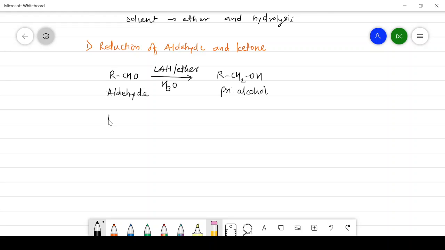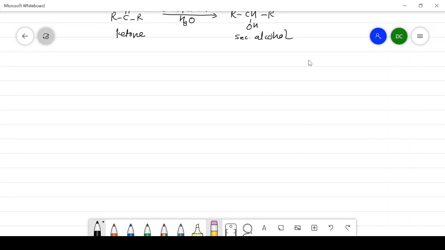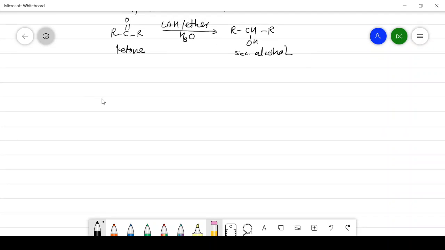Whereas if we take the example of ketone RCOR, then it will produce a secondary alcohol, RCHOHR. It is a secondary alcohol. So these are the general reactions where we are getting the corresponding product. Now we will take different examples to understand how the products are obtained.